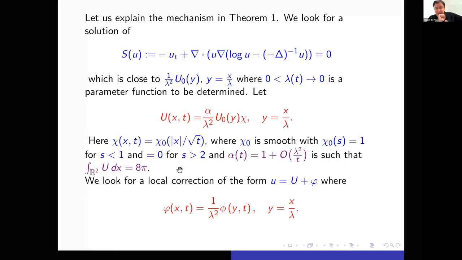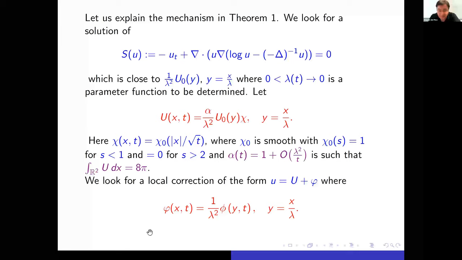What I will tell you is the following. First, alpha of t, for small lambda, with this definition, is of the order 1 plus some number of order lambda squared over t, and I make the mass pi. What I would like to make is a local correction around the origin, expressed in the same scale, the scale of the bubble, so that the error of approximation is improved. And I will tell you how lambda has to be chosen for the error to become small.